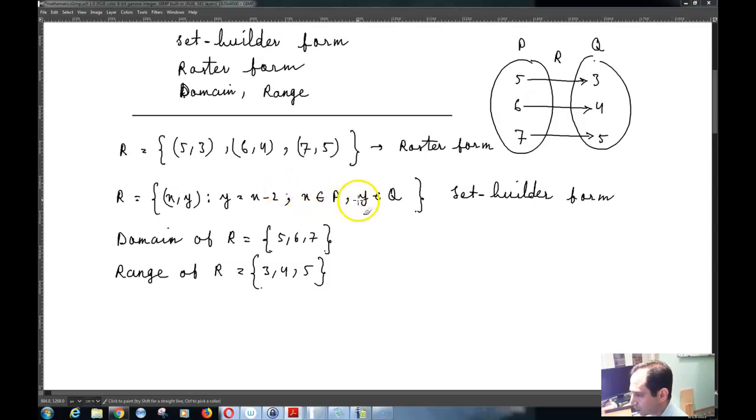Okay, so here I've written X belongs to P and Y belongs to Q, but then they have written this part as basically for X is equal to 5, 6, and 7. So that way, this is a better condition than this, because there could be some sort of confusion over here, but this way there is no way to be confused about this statement.